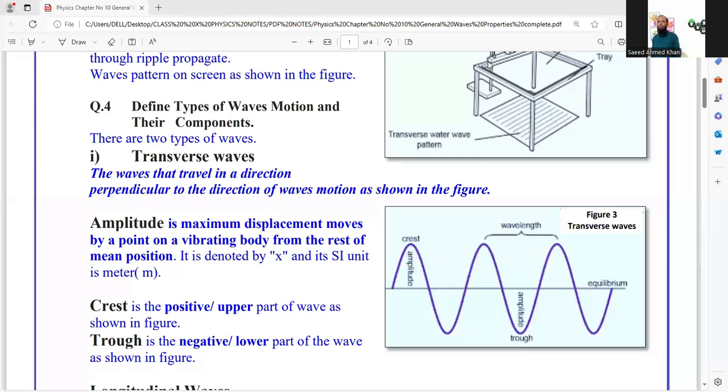Assalamu alaikum students. Our second video, and today we are going to discuss question number 4. Define the following wave motion and their components.